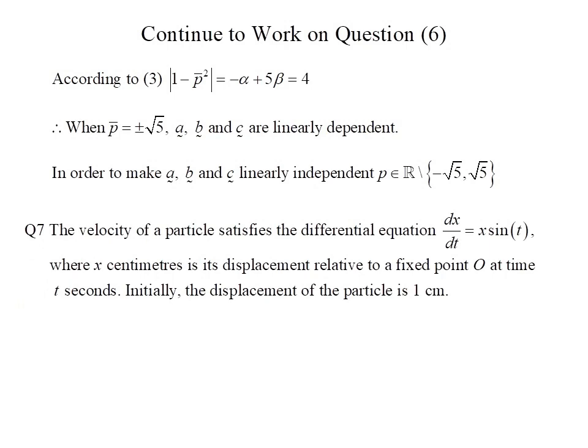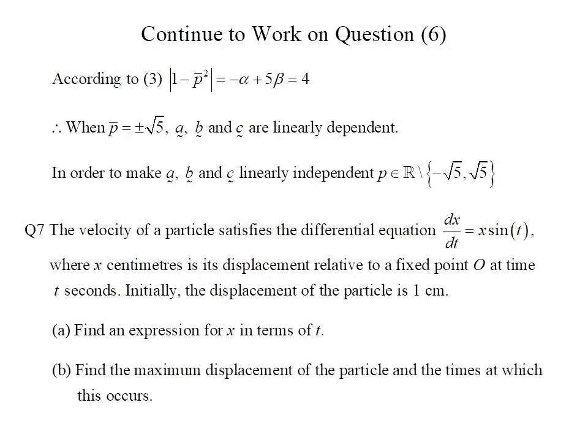In question 7, the velocity of a particle satisfies the differential equation dx over dt equals x sine t, where x centimeters is the displacement relative to a fixed point O at time t seconds. Initially, the displacement of the particle is 1 centimeter. There are two parts in this question. Part A is to find an expression for x in terms of t. Part B is to find the maximum displacement of the particle and the times at which this occurs.